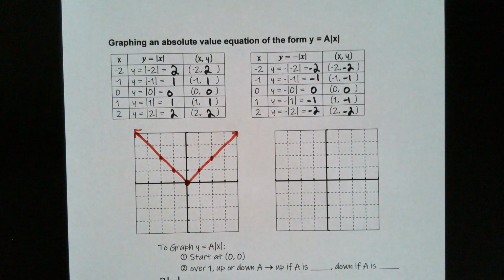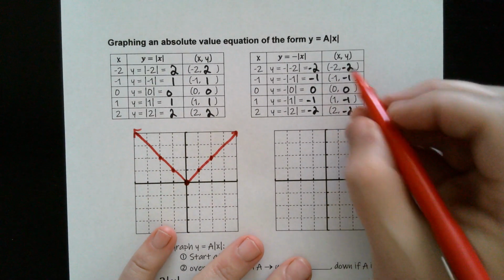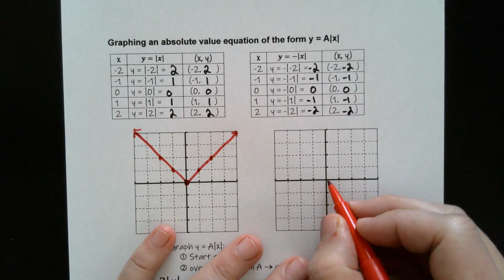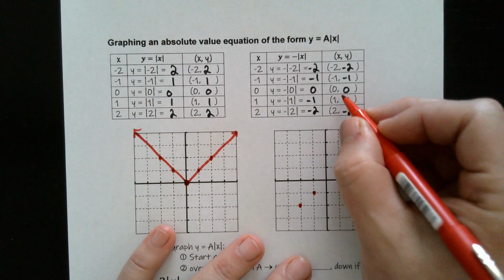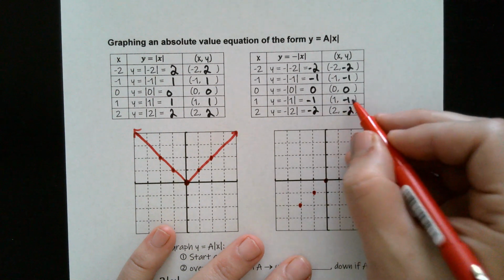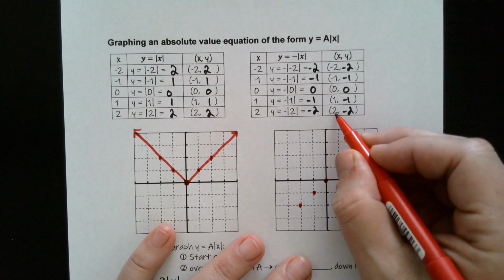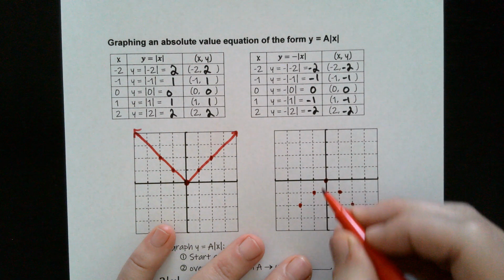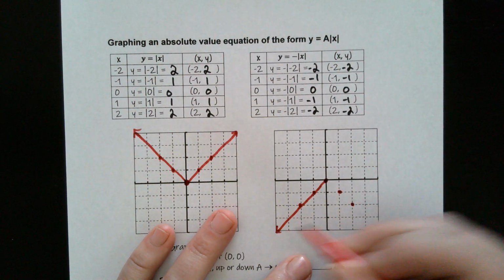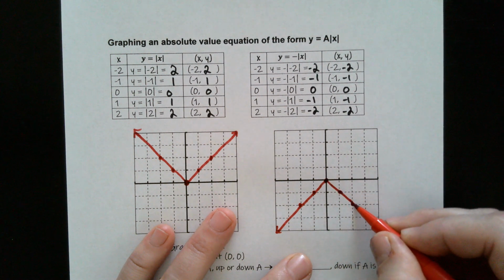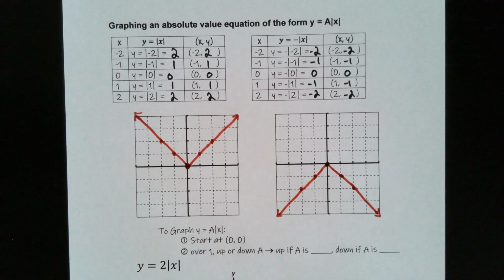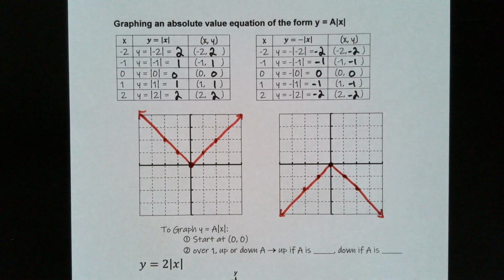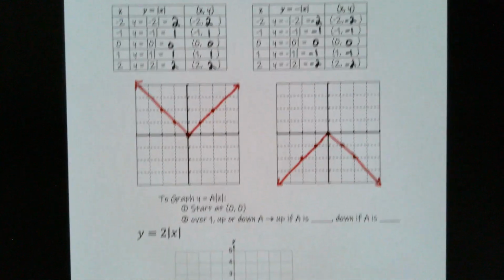Okay, so I can graph those real quick, see what this looks like with a negative absolute value of x. So my first point is -2, -2. That's there. -1, -1. 0, 0. 1, -1. 2, -2. Okay, so you can see that it looks very similar, except the direction is the opposite. Okay. Now, we figured out what the parent function of the absolute value is, even when it has a negative out front, it just makes it go upside down.